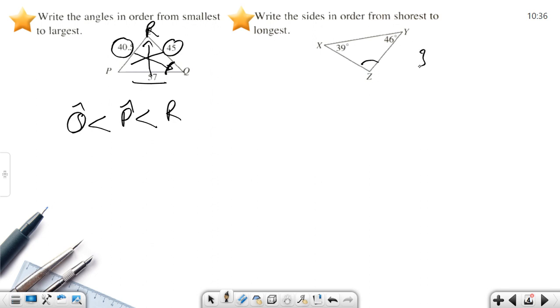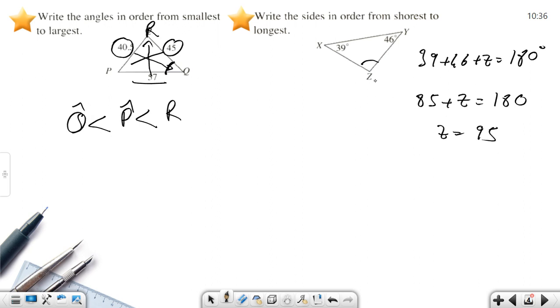Let's say this is angle Z. 39 plus 46 plus Z equals 180. This is for a triangle, it's always 180. 3 minus 2 is 1, 1 times 180 is 180, if you remember the sum of interior angles. So 39 plus 46 is 85, plus Z equals 180. Z equals 95. So Z is the greatest one, that's 95, so this side is the longest side.